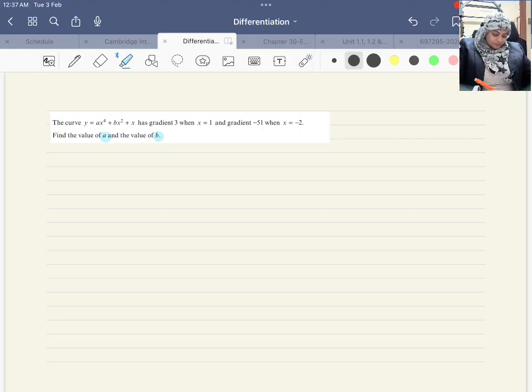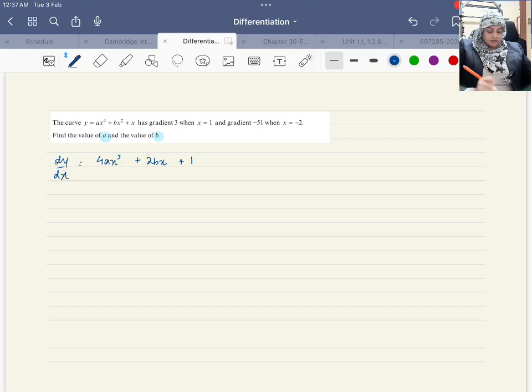Let's start. First, let's find out dy by dx, which is the gradient. So dy by dx is equal to 4ax cube. Why am I not doing anything with a? Because a is a constant. I'm not going to do anything with b as well because b is also a constant. So we have plus 2bx plus 1.